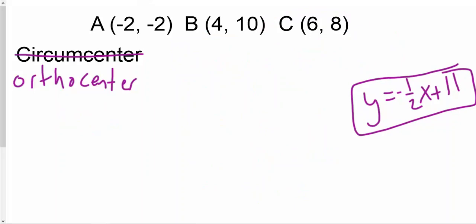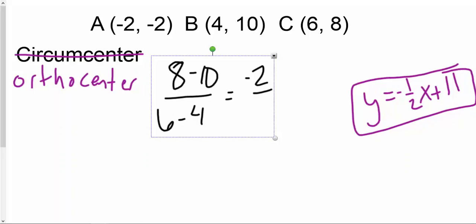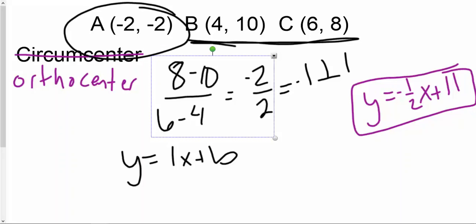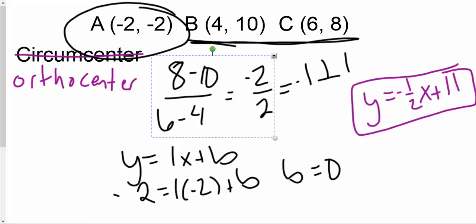So now we're going to do 8 minus 10 over 6 minus 4, giving us that slope of negative 2 over 2, which is negative 1, perpendicular, which is 1. So y equals 1x plus b. Again, I use BC for this. So now my other point would be A. So negative 2 equals 1 times negative 2 plus b. Therefore, b is 0. So my other equation is just y equals x.